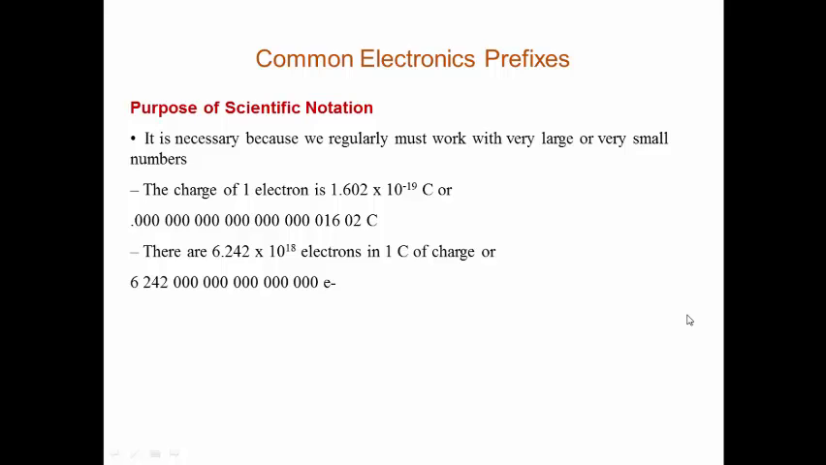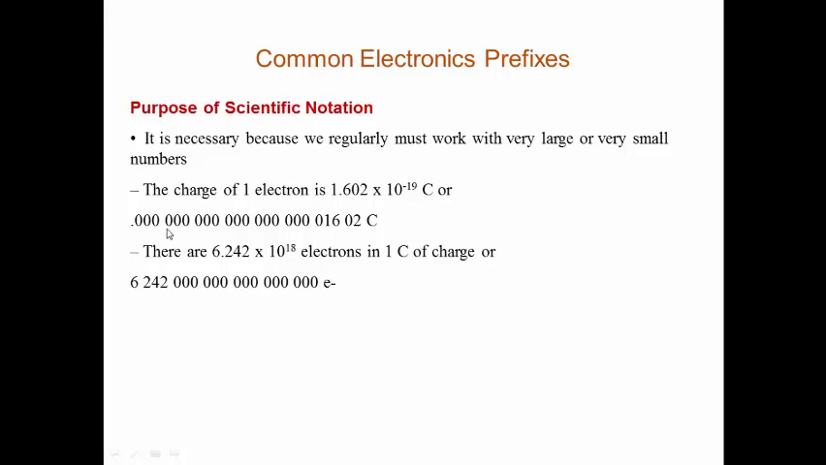So first, let's talk about some prefixes. Why do we need prefixes? For example, the charge of one electron is 0.0000... You can count how many zeros, and then 1602 coulombs. So many zeros. It's not easy to read. So people use a prefix.